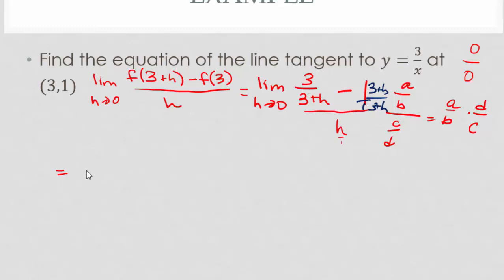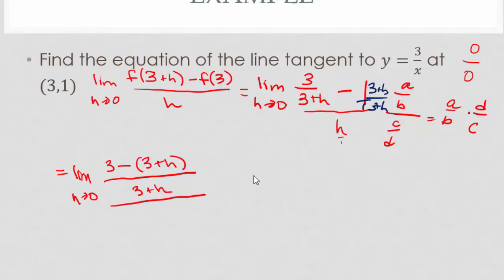Well, first we have the limit. So we have the limit as h approaches 0. We have 3 minus, when you take the 1 times the 3 plus h, you do get 3 plus h. Be a little careful. You need a set of parentheses around that. Over their common denominator of 3 plus h. And then that's all over h, or h over 1. It doesn't matter.